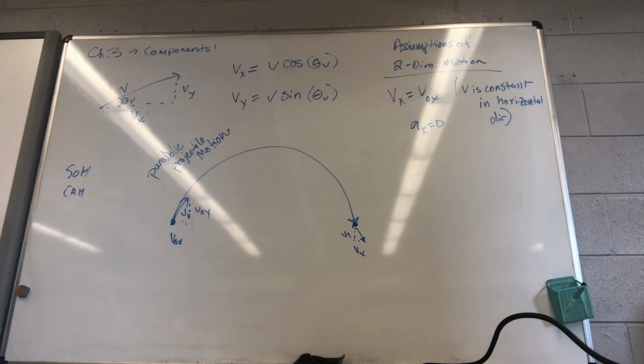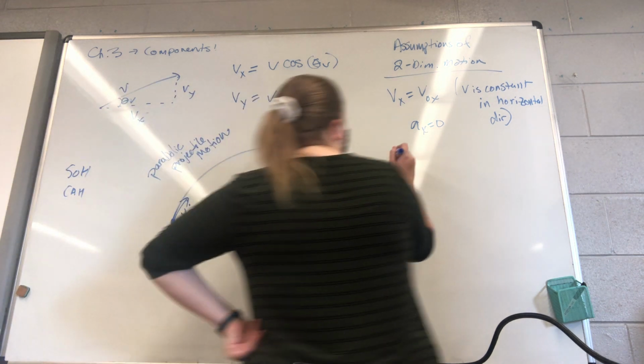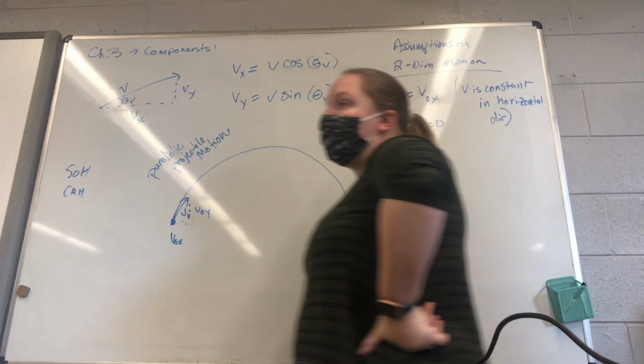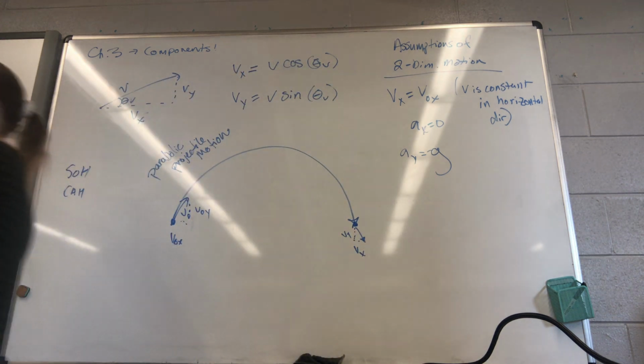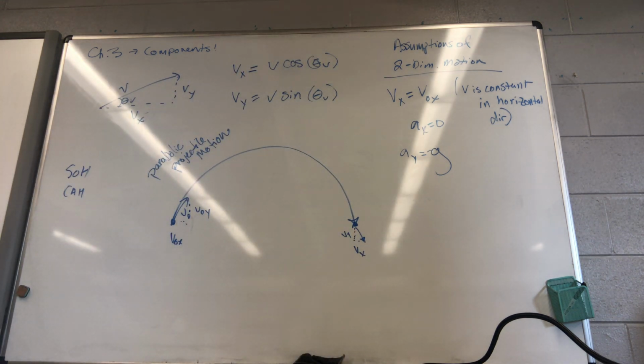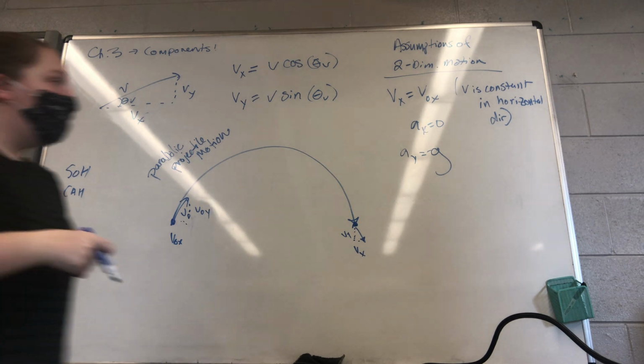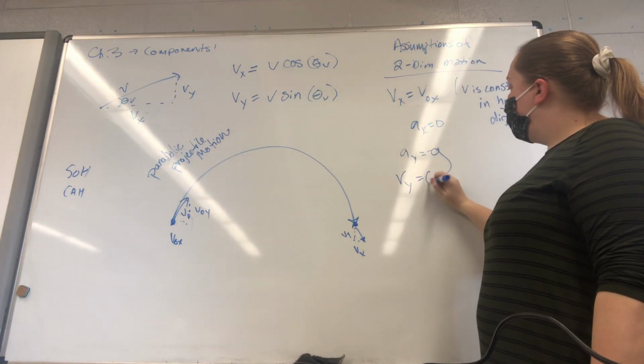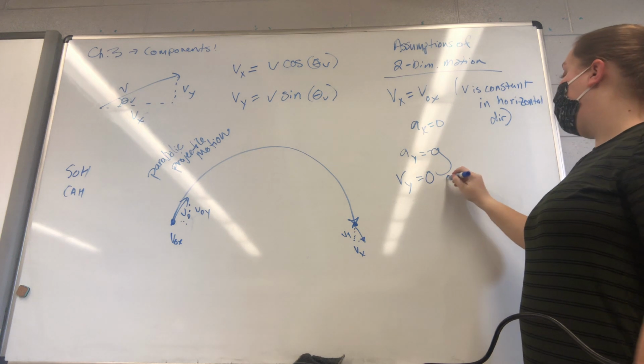Okay, what other assumptions could we make? Is this one y equals negative g? Yeah, so a in the y direction equals negative g. So in other words, we can use the x component formulas and the y component formulas, and we can make these assumptions, which led us to those formulas. The last one is vy is 0 at the top of the path.